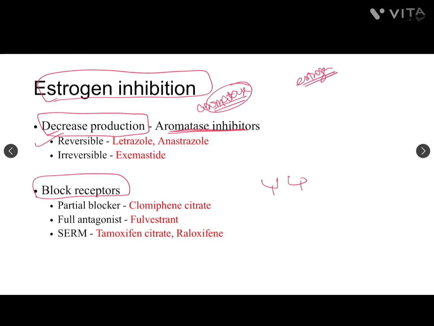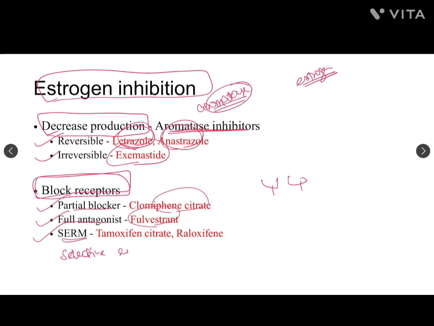For aromatase inhibitors, we have reversible aromatase inhibitors and irreversible aromatase inhibitors. Reversible examples: letrozole and anastrozole. Irreversible example: exemestane. Now, how do you block receptors? We have partial blockers, full antagonists, and SERMs. Partial blocker example: clomiphene citrate. Full antagonist example: fulvestrant. So what do you mean by SERM?